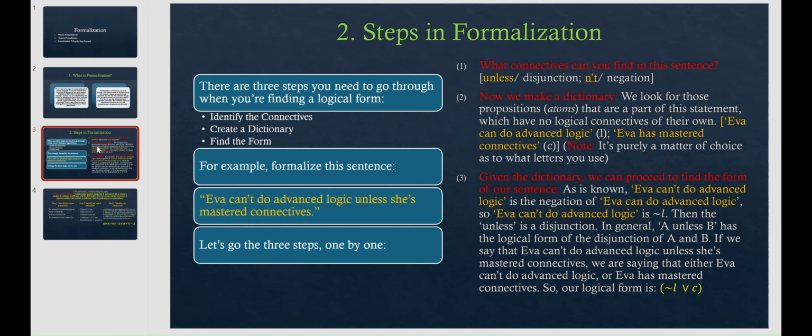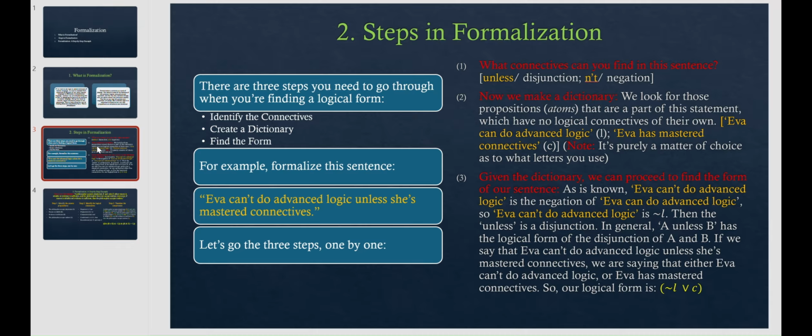And let's move to our second question, steps in formalization. There are 3 steps you need to go through when you're finding a logical form. Step 1, identify the connectives. Step 2, create a dictionary. And step 3, find the form. For example, formalize this sentence.